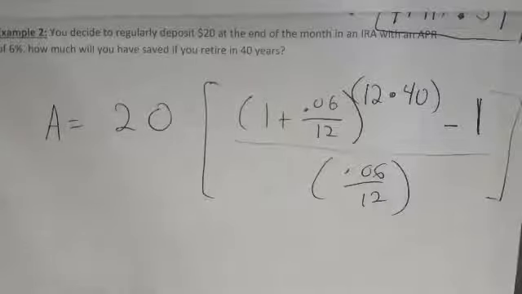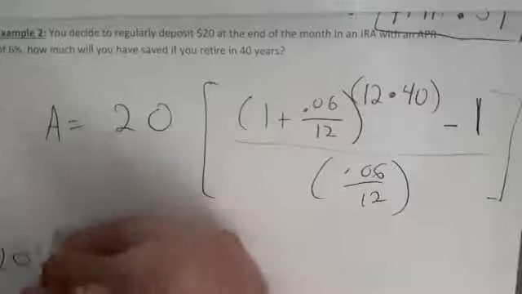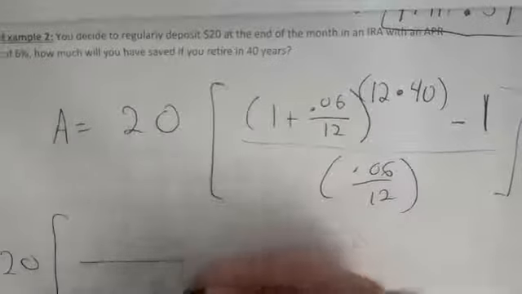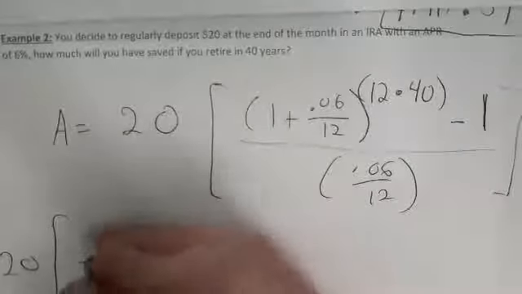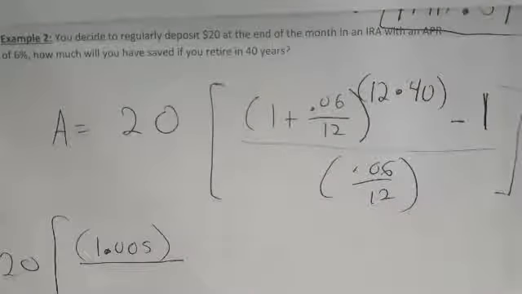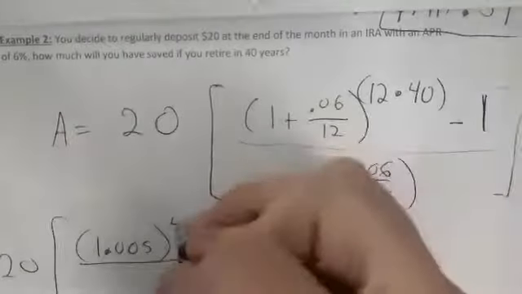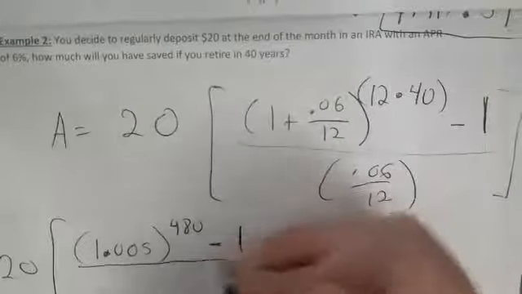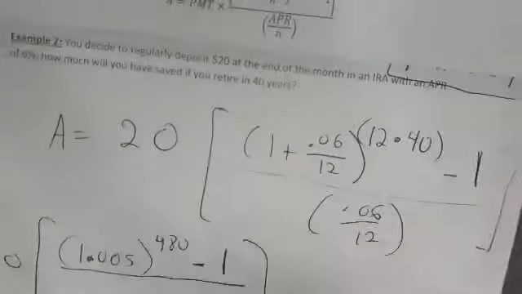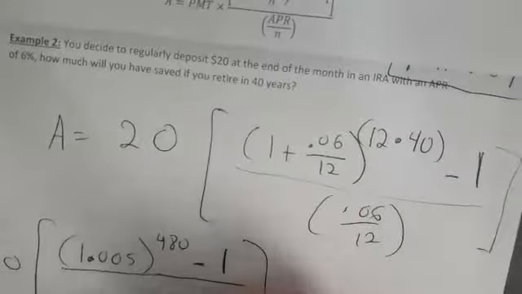If we divide 0.06 by 12, that gives me 0.005. And if I add 1 to it, it's going to give me 1.005. So this looks like 1.005. I'm raising it to the 12 times 40, which is 480. And 0.005 on the bottom.